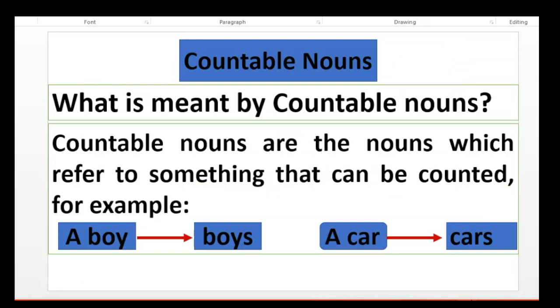What about the countable nouns? What's meant by countable nouns? Countable nouns are nouns that can be counted. Countable nouns are nouns which refer to something that can be counted. For example, a boy and boys, a car and cars.